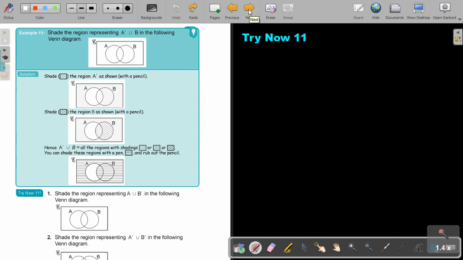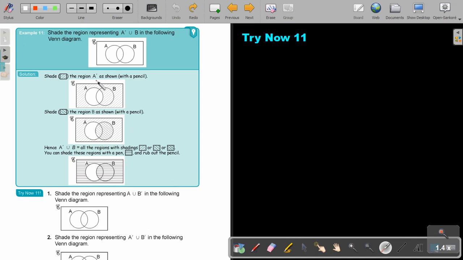Let's look at another one, a bit more complicated. Shade the region represented by A complement union B in the following Venn diagram. Now, you can do it in one of these ways, but I'm also going to explain another way. But let's first look at this way.